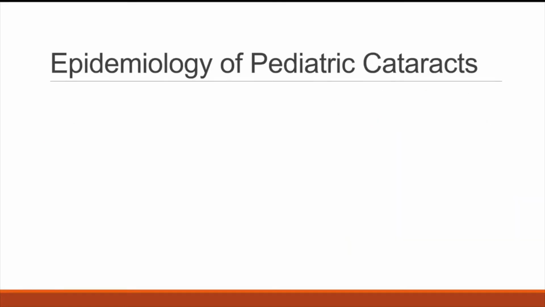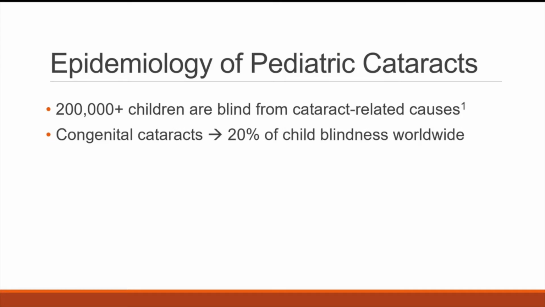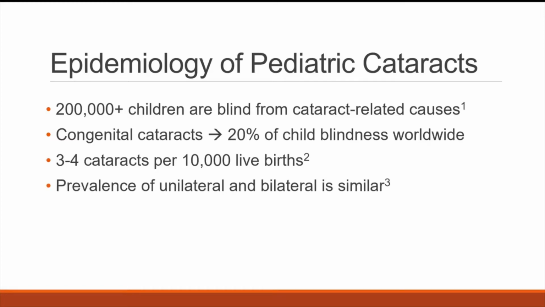Pediatric cataracts are one of the leading causes of pediatric blindness. More than 200,000 children are blind from cataract-related causes. Congenital cataracts, which are those present since birth, account for 20% of child blindness worldwide. In the U.S., the incidence of congenital cataracts is 3 to 4 for every 10,000 live births. The prevalence of unilateral and bilateral pediatric cataract cases is similar worldwide.